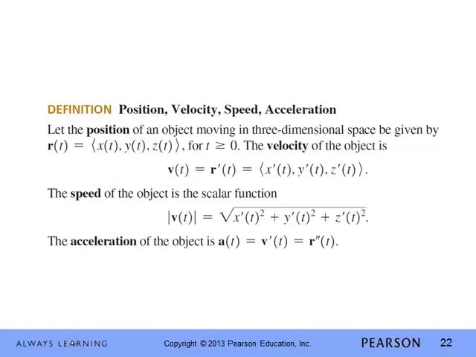So for our motion in space, modeled by a position function r of t equals x of t, y of t, z of t, for time non-negative, the velocity is given by r prime. The speed is the magnitude of r prime, meaning the magnitude of the velocity vector. The acceleration of the object is the second derivative of r, or the first derivative of the velocity vector.